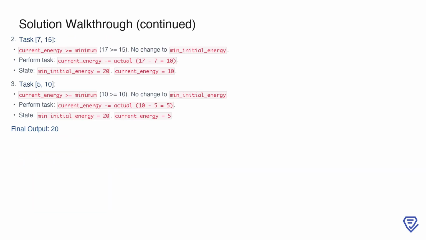Next, we process the task [7, 15]. Here, current_energy is greater than or equal to the minimum, so min_initial_energy remains unchanged. Performing the task reduces current_energy by 7, leaving it at 10. Finally, for the task [5, 10], current_energy is again sufficient, so no adjustment is needed for min_initial_energy. Completing the task reduces current_energy by 5, leaving it at 5. With all tasks completed, the minimum initial energy required for this example is 20.